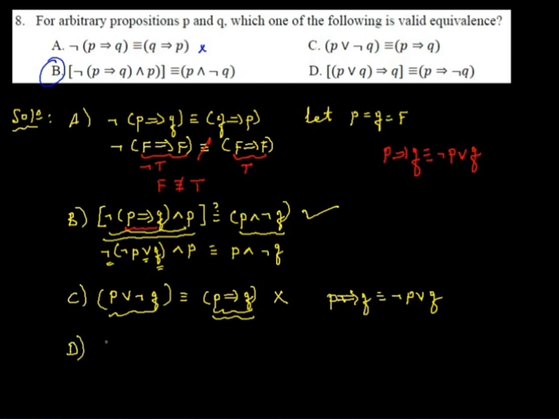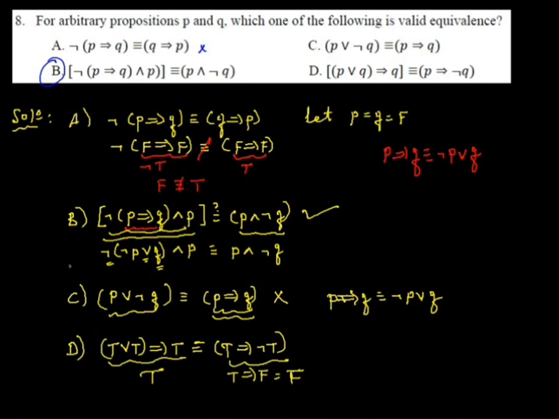Again, let's check for D. In D, simply if I take P and Q as true, true or true implies true. If they are valid, this must be true. This must be equivalent to true implies the negation of true. Actually, this part is true, but this part is true implies false, which is false. So the compound proposition in D is not a valid equivalence. So our answer will be B.